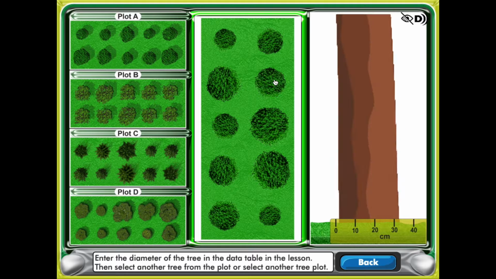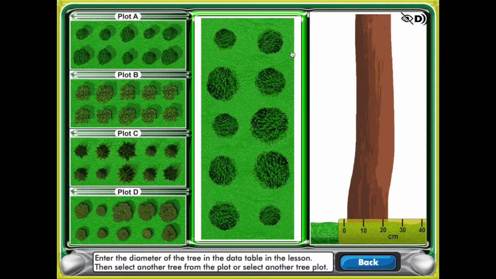and recorded. Once you measure the dBH of all trees, your next task is to determine the carbon content of the tree using a reference graph.